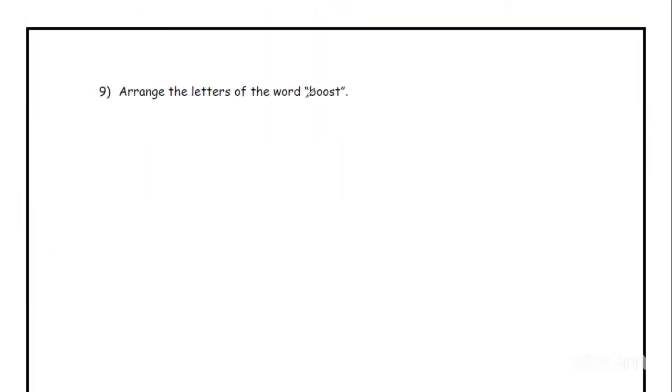Arrange the letters of the word boost. So that's similar to Google. Boost is 5 letters, so 5 factorial ways to arrange them, and 2 factorial for the repetition, the 2 O's.